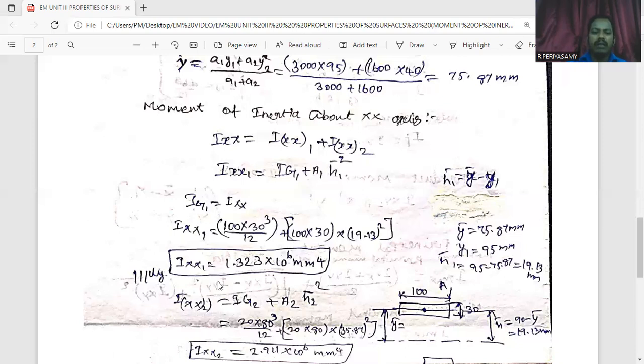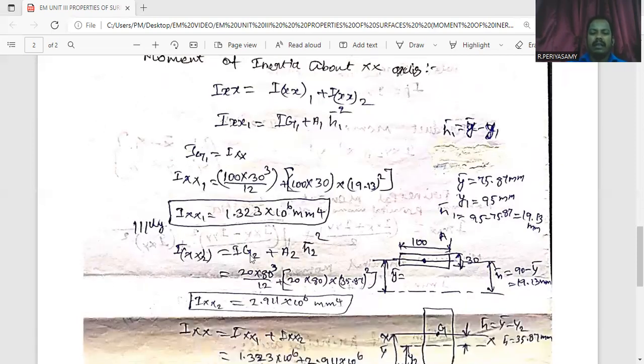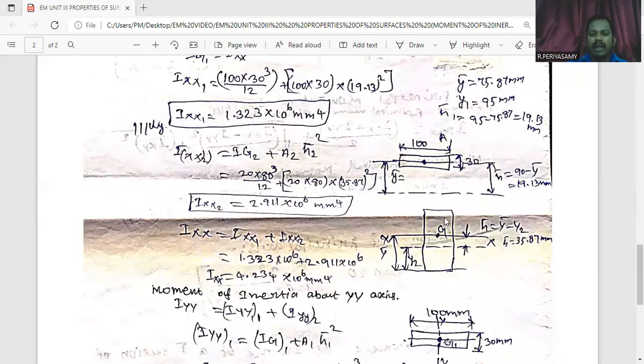Similarly, we have to find the second component's moment of inertia about the x-axis. The formula is Ixx2 equal to Ig2 plus area 2 into h2 bar square. Here, for the second component, this is the web. Its height is 80 mm and its breadth is 20 mm. So we substitute here: breadth 20, height 80, 80 power cube divided by 12, plus area of the component 20 into 80, plus h2 bar.